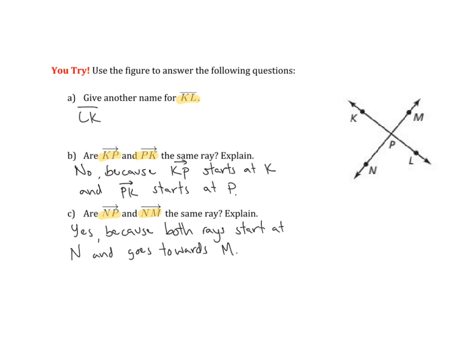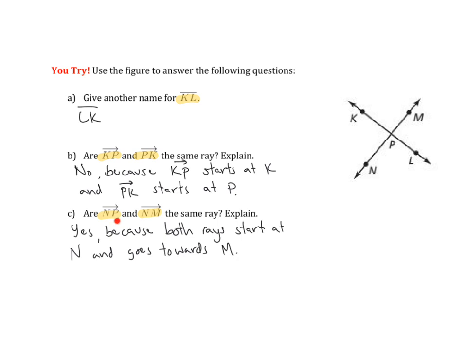For part B, it's asking, are ray KP and ray PK the same ray? Now, your explanations might be different from mine, and that's okay. But one possible explanation is that ray KP means you start at K and go towards P. But ray PK means you start at P and go towards K. That's why these are technically not the same rays, because you're talking about 2 different directions here.